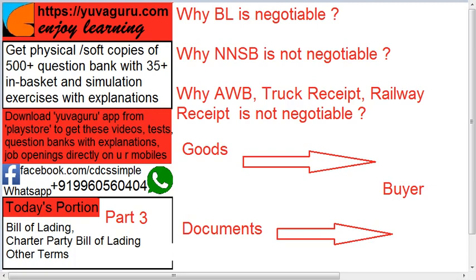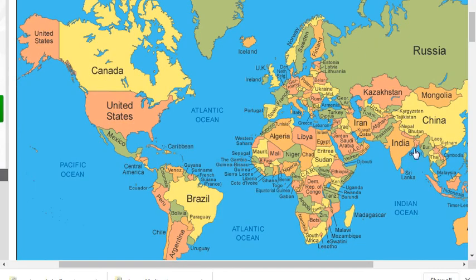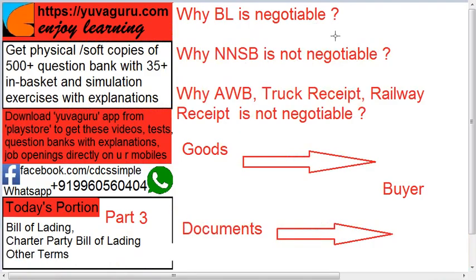Why NNSB? What is NNSB? NNSB means non-negotiable seaway bill. Sea means these are the seas which are nearby, and these are the oceans. Traveling between the oceans and the continents takes longer time. Sea means, suppose in India it goes from Mumbai to Chennai. How much time will it require? It won't require more days, roughly 1-2 days is enough. Or between various parts of the USA, it won't require that much time. That's why approximately goods and documents will reach the buyer at the same time, even in NNSB.